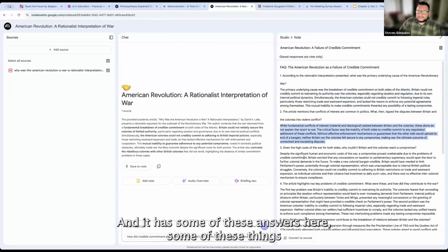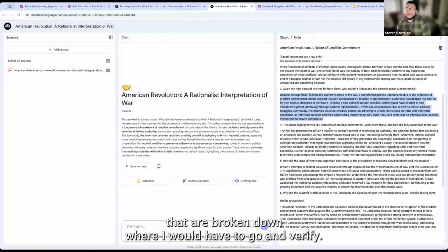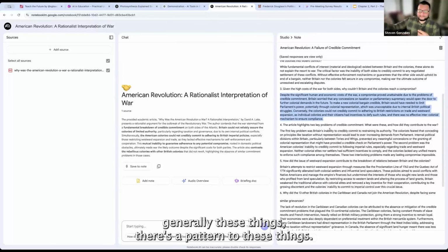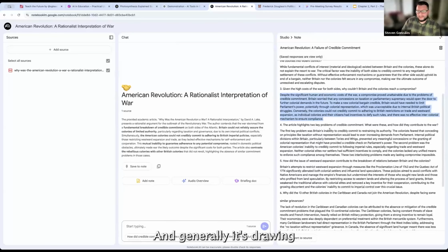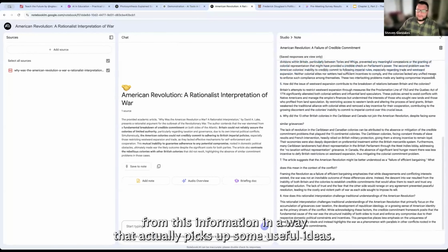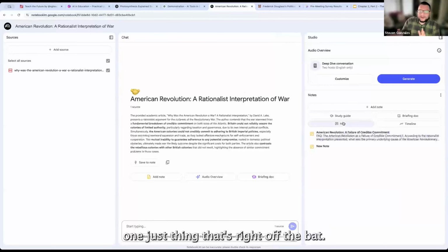And it has some of these answers here, some of these things that are broken down where I would have to go and verify, but having done it a few times, generally there's a pattern to these things, and generally it's drawing from this information in a way that actually picks up some useful ideas. So that's one thing right off the bat.